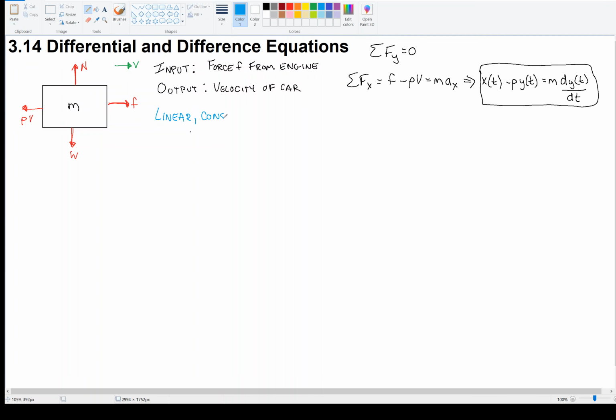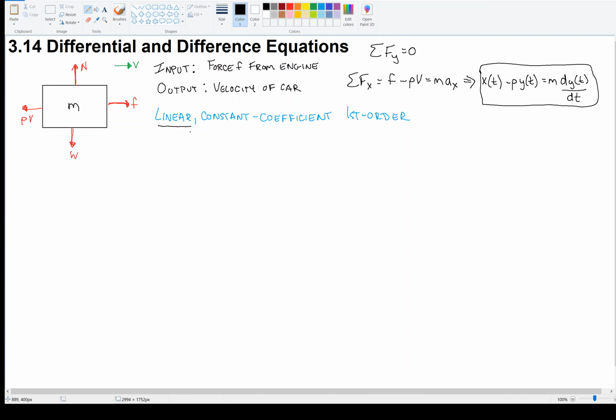linear constant coefficient first order differential equation. All right, let's try to understand. That's a mouthful, but let's understand that.